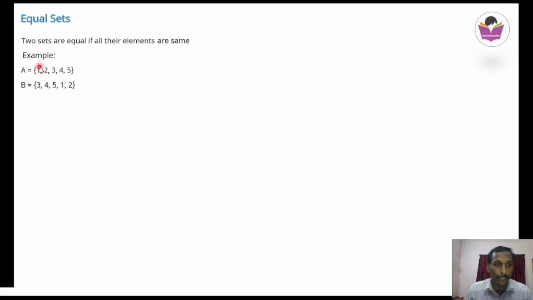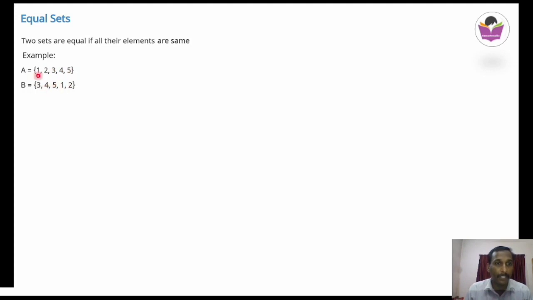Here you can check. The first element is 1. The same element is here in the B set. And next is 2. The same element is here in the B set. And next in A, 3 is there, and here also 3 is there. 4 is the next element. It is here also. 5 is there. 5 is in B also.